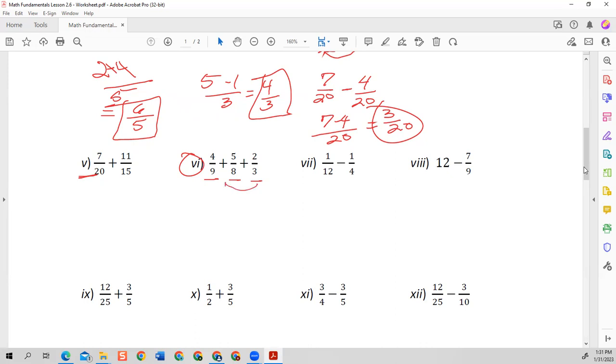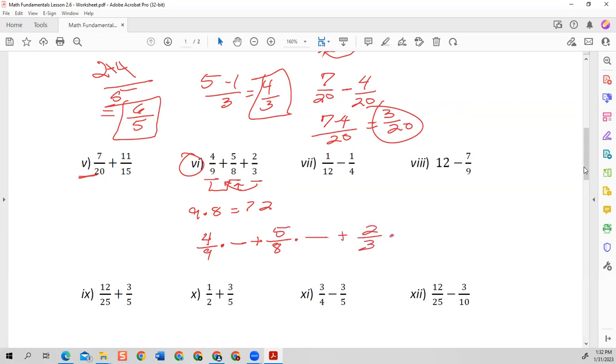Well, I know 3 will go into 9, but it won't go into 8. 8 won't go into 9. However, if I said 9 times 8 is 72, well, will 3 go into it? Well, let's see. 72 divided by 3 gives me back 24. So yes, let's do that. 9 times 8 is 72, and that would be my least common denominator. So I have to change all 3 terms in order for us to have that common denominator in it.